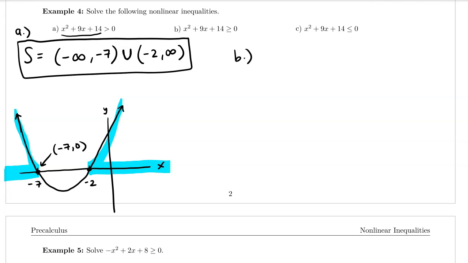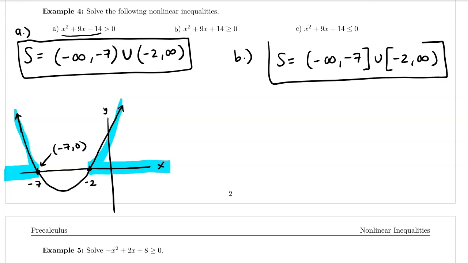For part B, notice that we have the same inequality. Now we're just wanting to know, when is the quadratic greater than or equal to 0? So our solution set is going to be almost exactly the same as part A, except now we will include our endpoints. So I'm going to put a bracket on -7, and I'm going to put a bracket on -2. And here is our answer for part B.